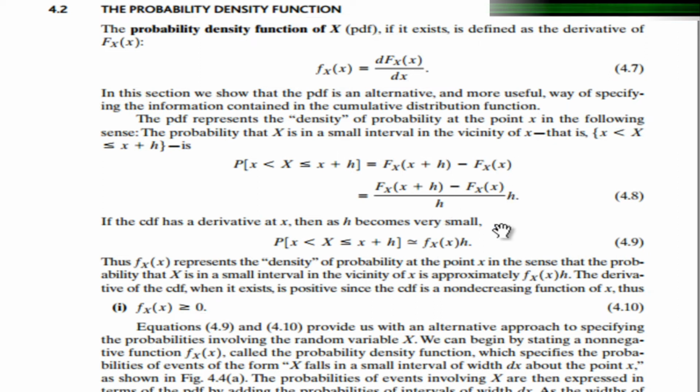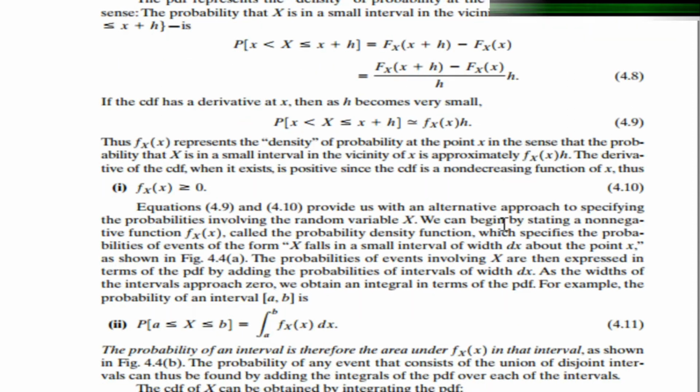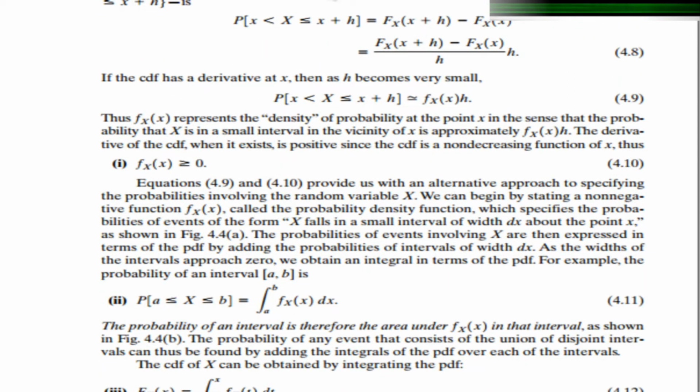Okay, let's move on. Another property which we are going to see is this second property, which is asking you to find the probability of any range. If you want to find the probability from A to B, how can you find it out? You will have to integrate it from A to B.